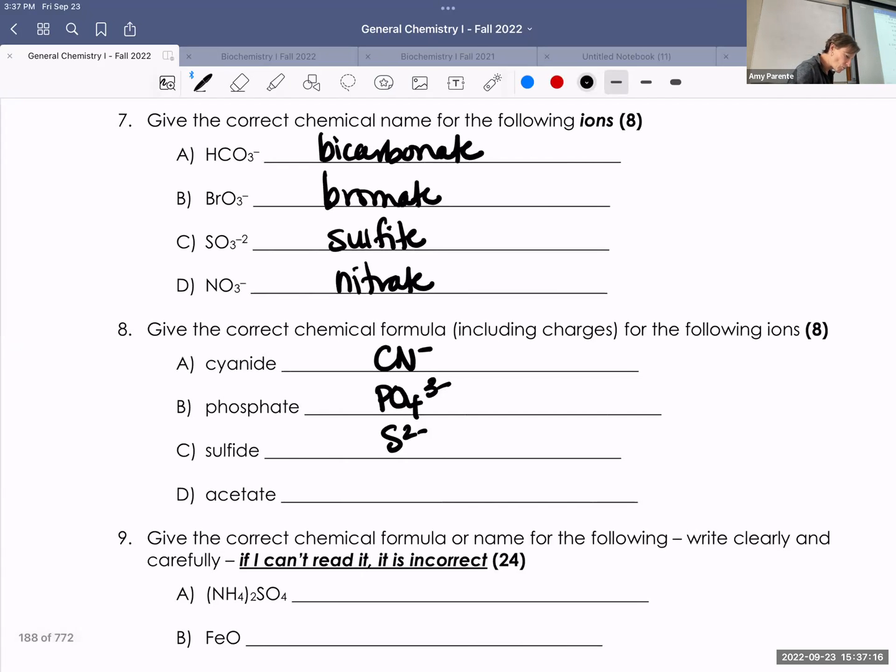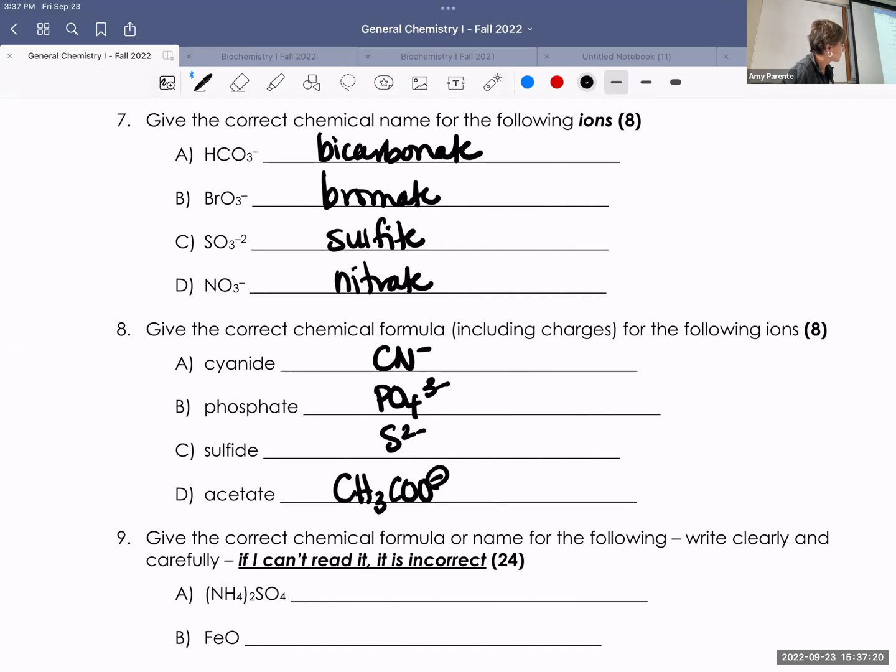Acetate. Some people will write acetate like this because they've learned it that way. That's okay. But we can also write it as C2H3O2-. Both of those are acceptable. They're the same molecular formula. It's just one of them's more an organic chemistry sort of flavor of it.